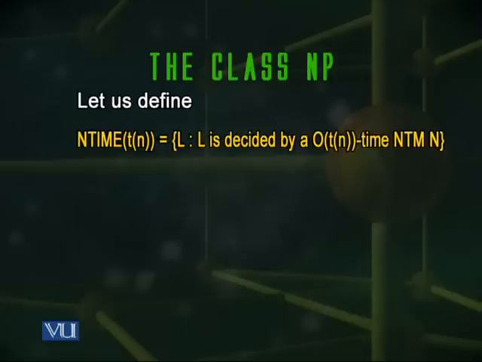First, let's define NTIME t(n) to be the set of all languages that are decided by an O(t(n)) time non-deterministic Turing machine. So NTIME t(n) is the non-deterministic analog of TIME t(n). TIME t(n) was the set of all problems that could be solved in time t(n) by a deterministic Turing machine, and NTIME t(n) is the set of all problems that can be solved by non-deterministic Turing machines in time t(n).